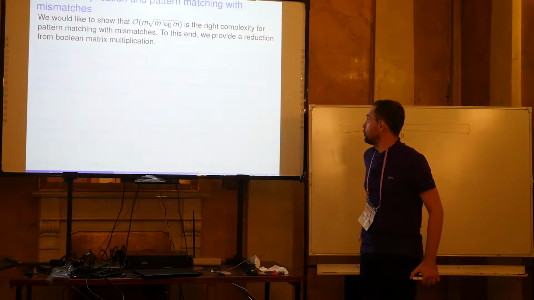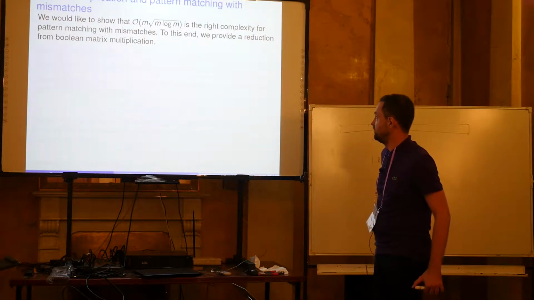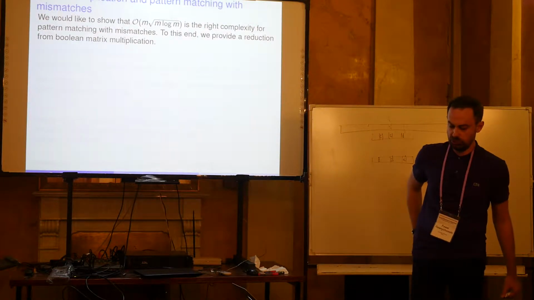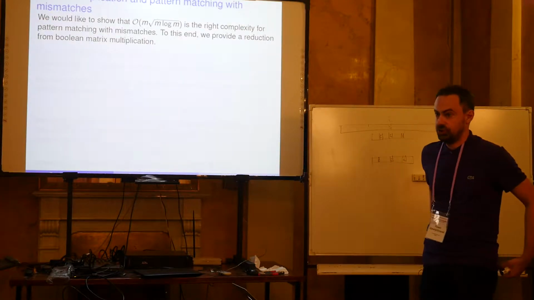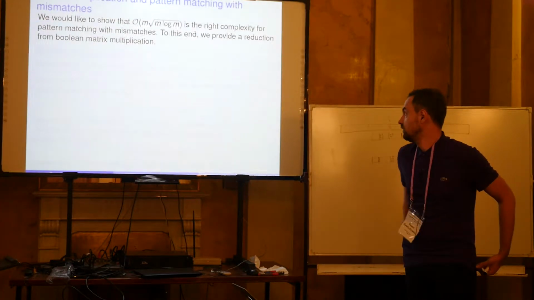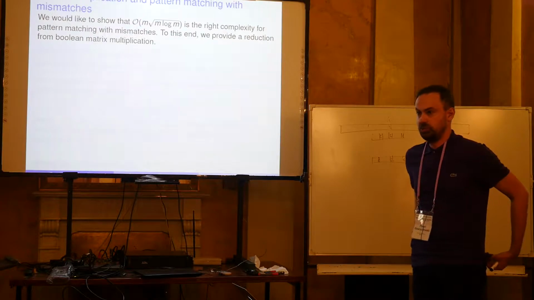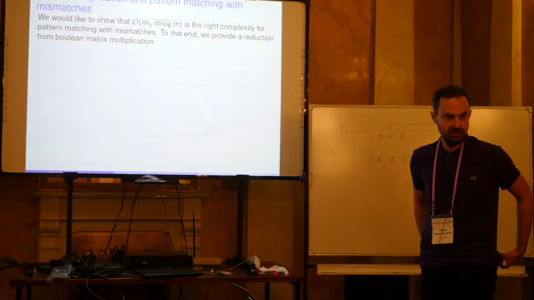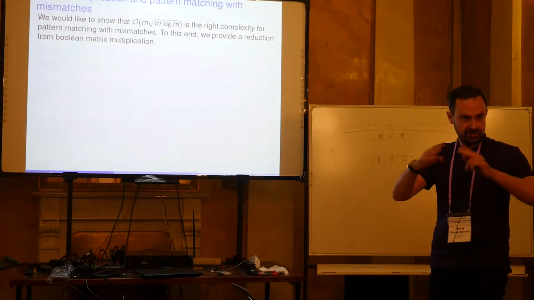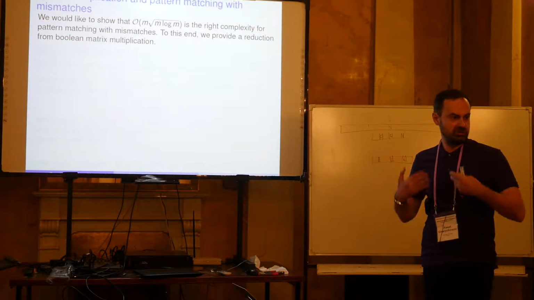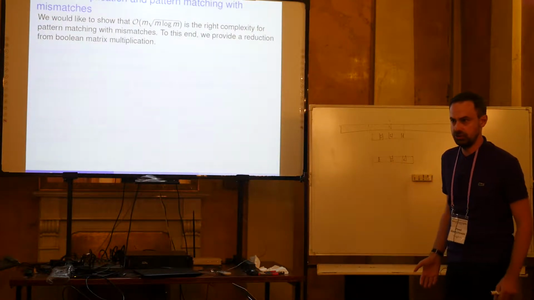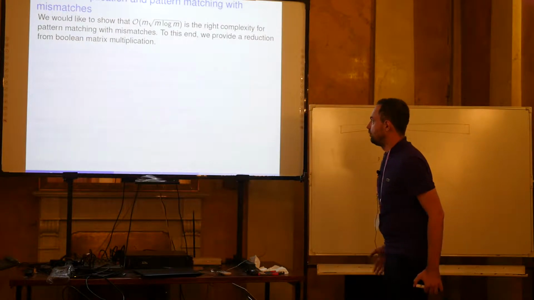Okay, so let me show you a reduction. The reduction will be from matrix multiplication. We have this problem of Boolean matrix multiplication, where you get two n times n square matrices, and you want to just multiply them, the usual definition of multiplication. And they are Booleans.